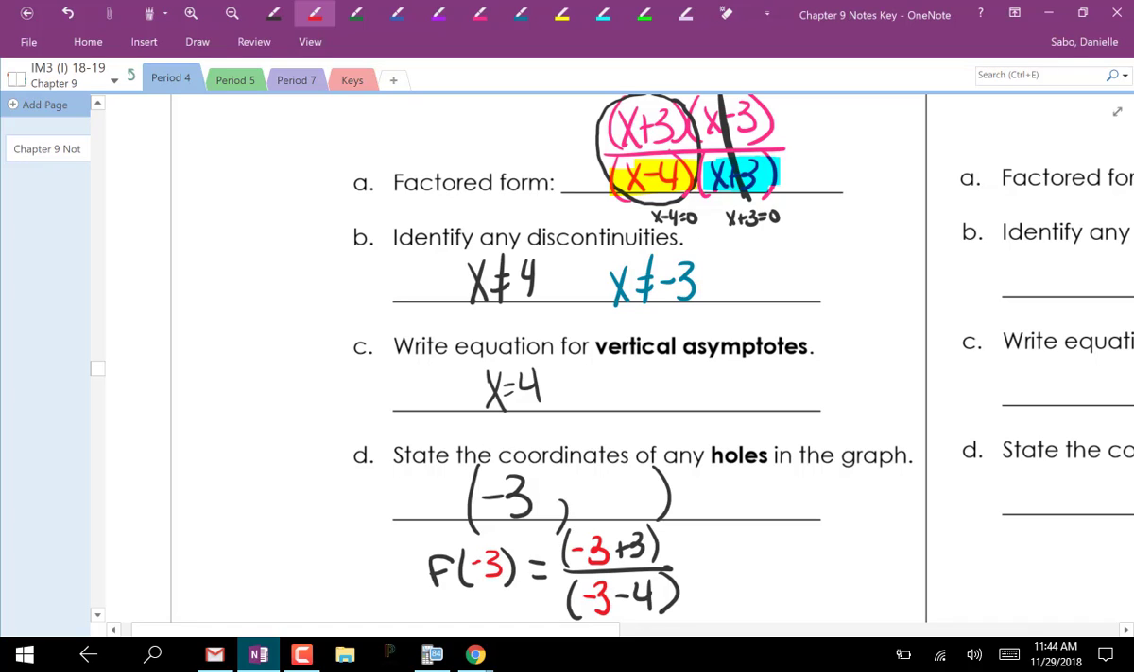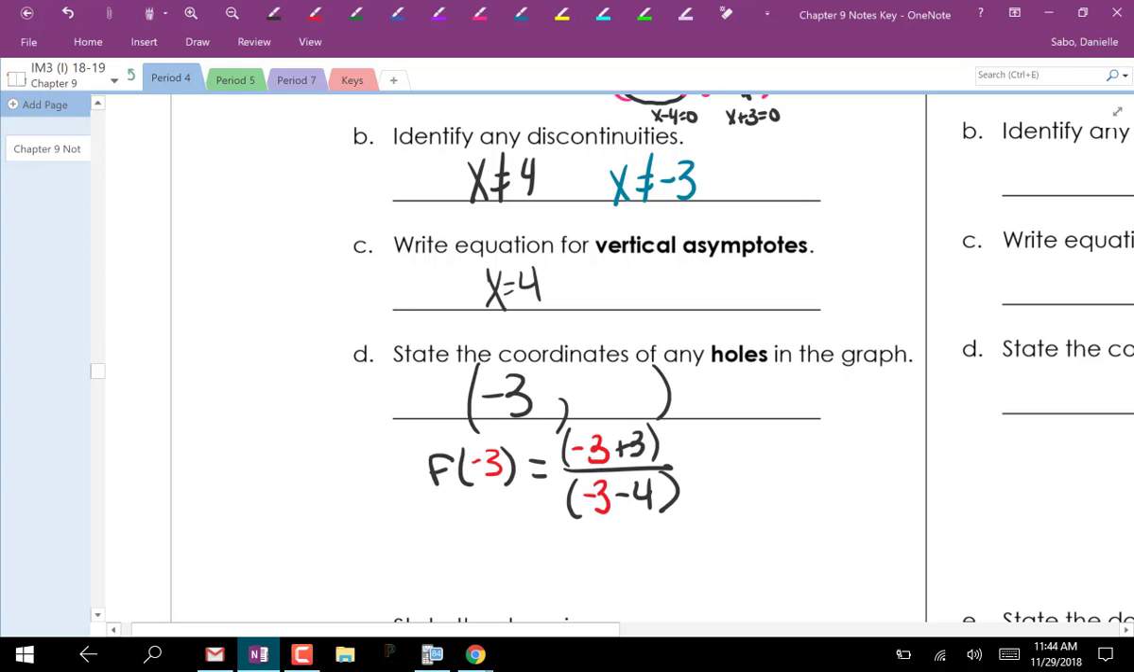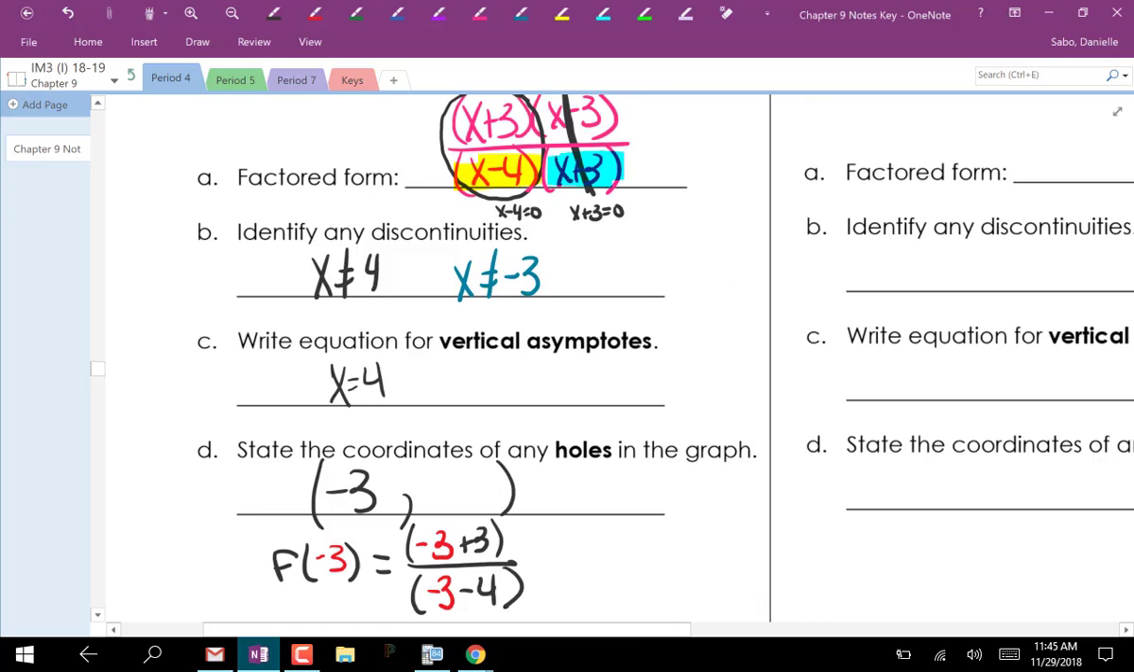If you see here, I'm just plugging it into this piece that I circled because that's all that's left over. If you plug it in with everything, you're going to find yourself having an error on your calculator. So you can do this in your head, or you can put it in your graph in your calculator. You can choose. Take a second and see if you can type this in. Parentheses, -3 plus 3 divided by -3 minus 4. You do get 0.